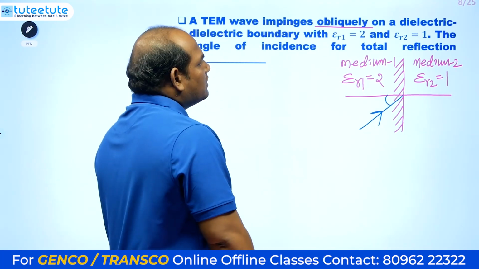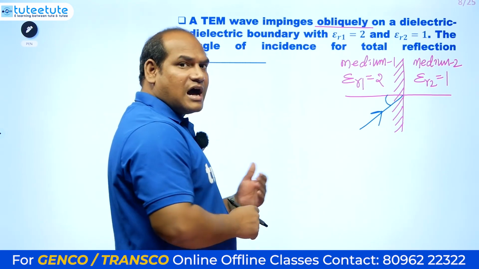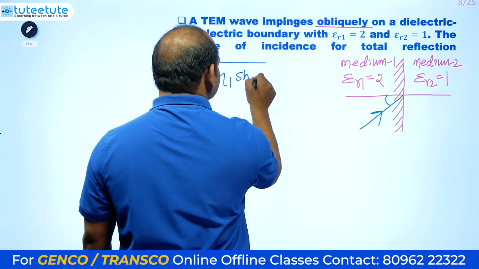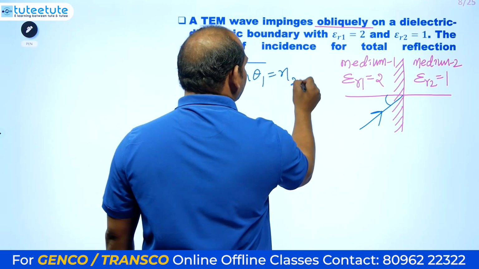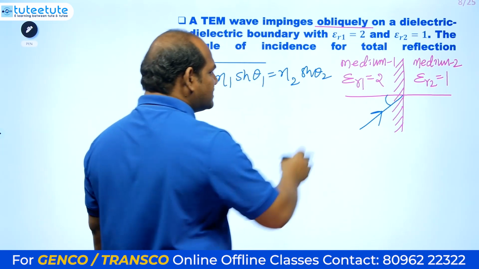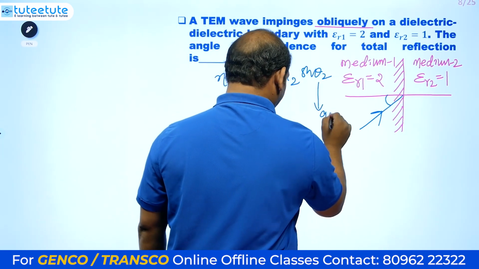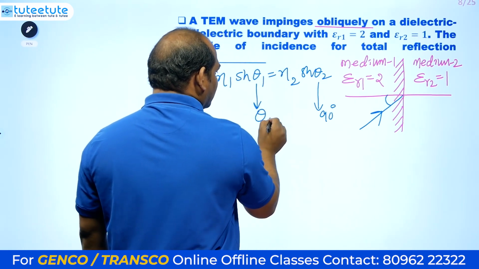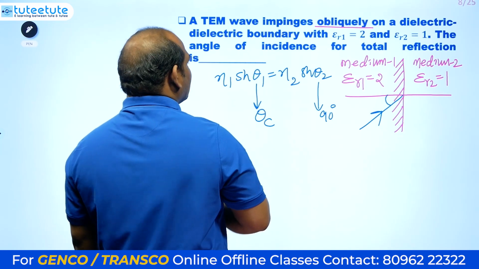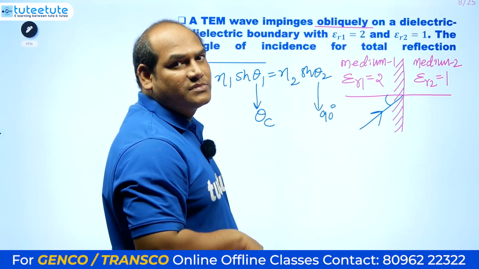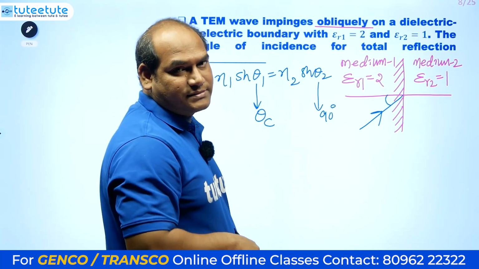So in this case, using Snell's law, we can write eta 1 sin theta 1 is equal to eta 2 sin theta 2. Total reflection means this particular angle is 90 degrees, and the other angle we can take as the critical angle. And eta 1, eta 2 are not impedances in Snell's law. These are refractive indexes.